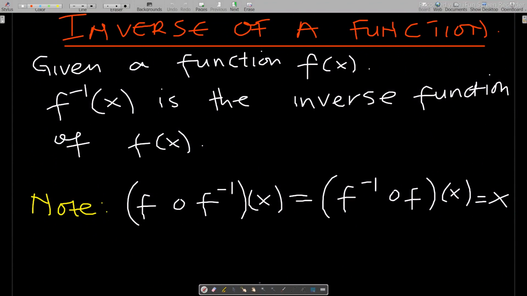Particularly, like I said, in functions. So today we'll go through the inverse of a function and how to find the inverse of a function.